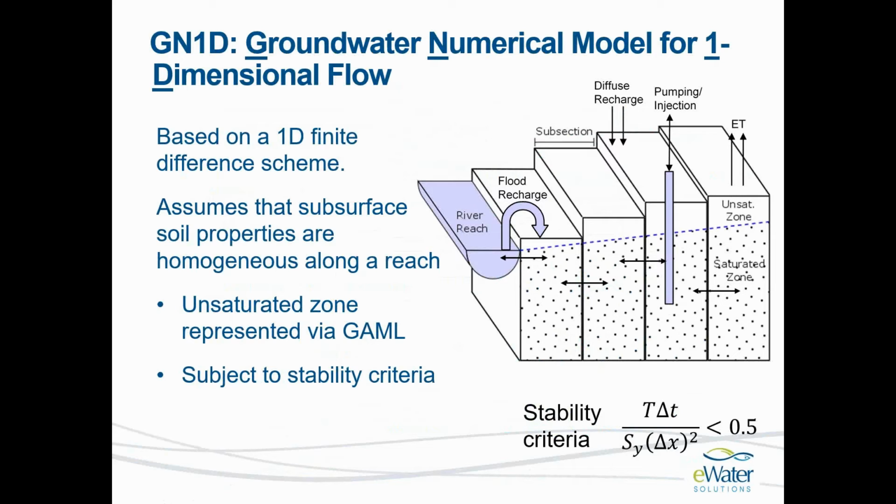It also has a simple unsaturated zone representation, which is based on the Mein-Larson formulation of the Green-Ampt equations, for some people who might be familiar with that. It models the processes of flood recharge, so that's ponded recharge on the ground surface, diffuse recharge and infiltration through the unsaturated zone to the groundwater table, pumping and injection, and evapotranspiration. The model, similarly to the analytical tool, assumes that the subsurface soil properties are homogeneous in our river reach.